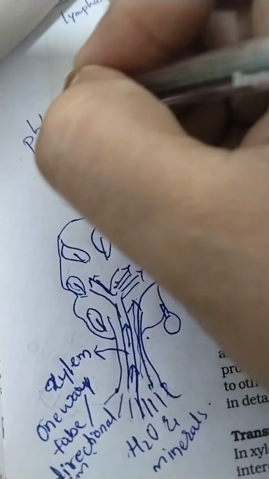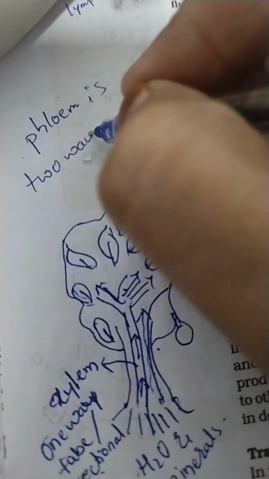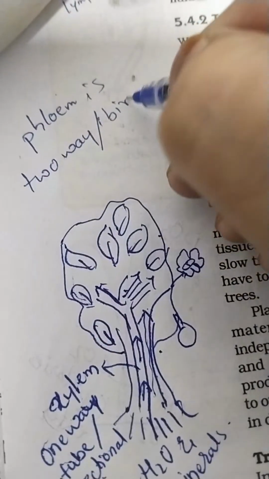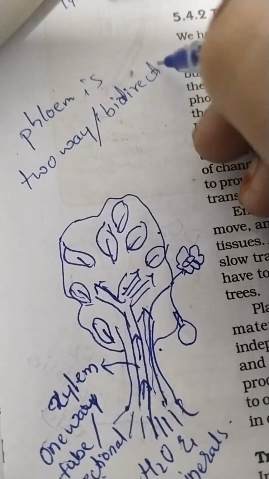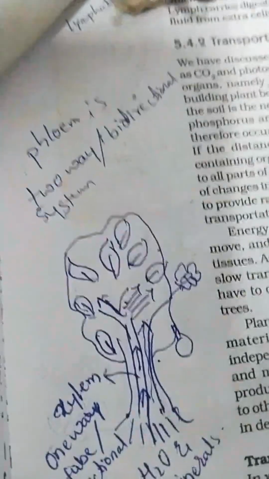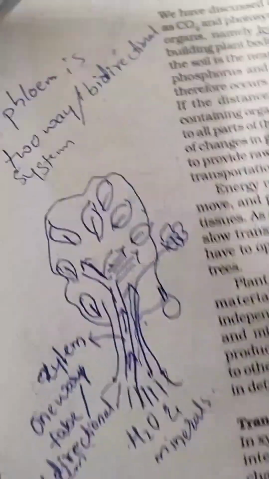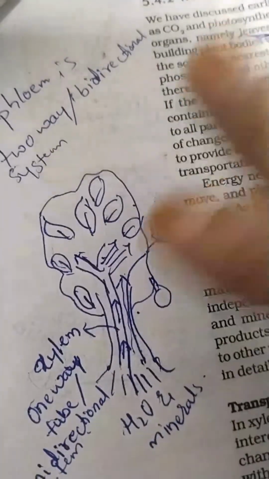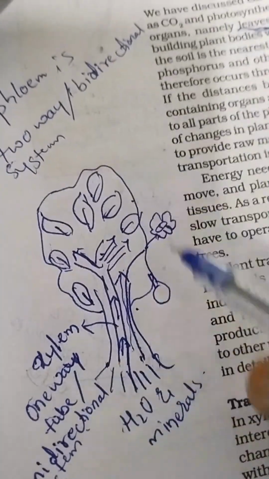That's why phloem is two-way or bidirectional system. Okay, once it is going to move upward, from that it is going to come back to transport the nutrients to roots, stem, branches, fruits, flowers, and different parts too.